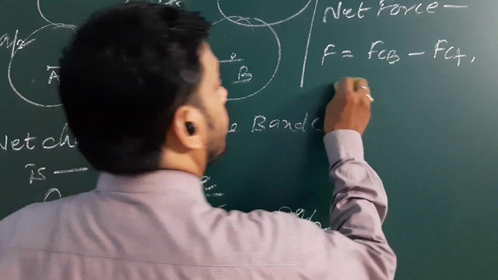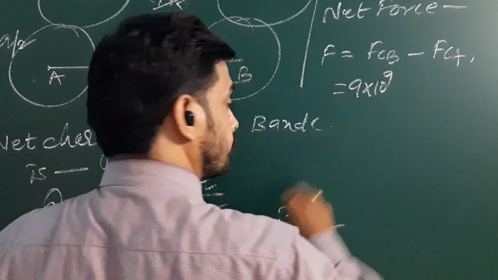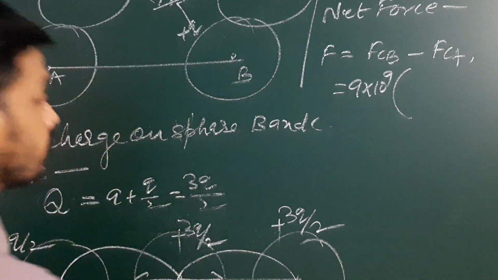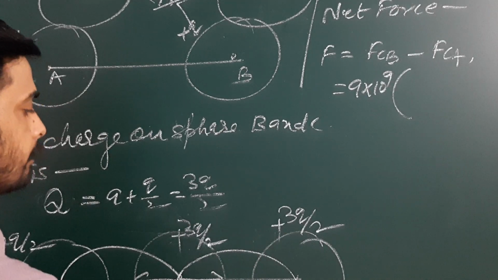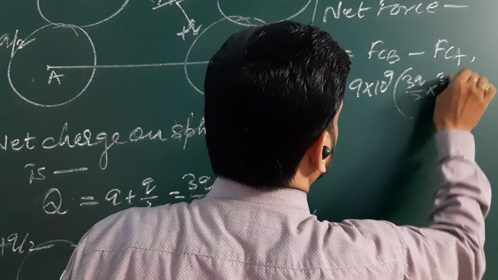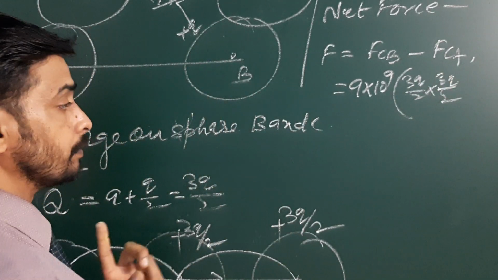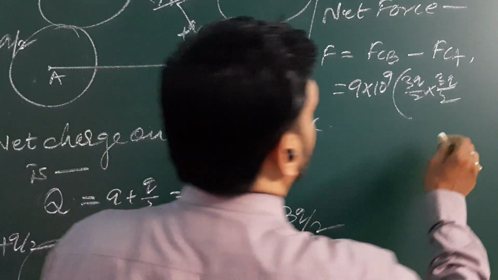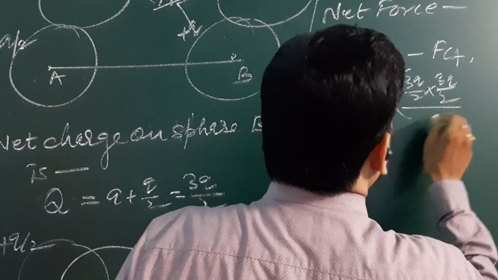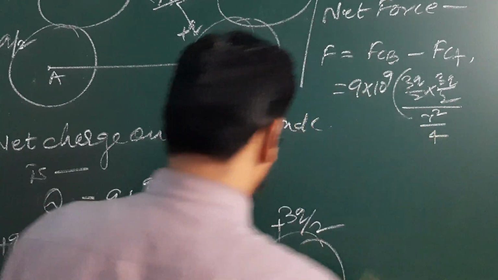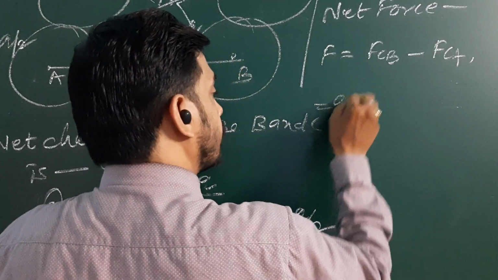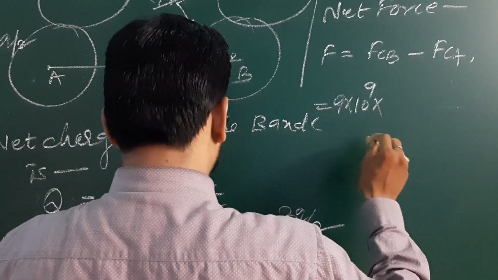Okay. Now put the value. 9 into 10 power 9 will be common. Then Q1 Q2 by R square. So FCB is the force between these two: 3q by 2 into 3q by 2, Q1 Q2 by R square. R square we can take common. Since the distance is R by 2, it will be R square by 4. I'm just going to write 9 into 10 power 9 into Q1 Q2.